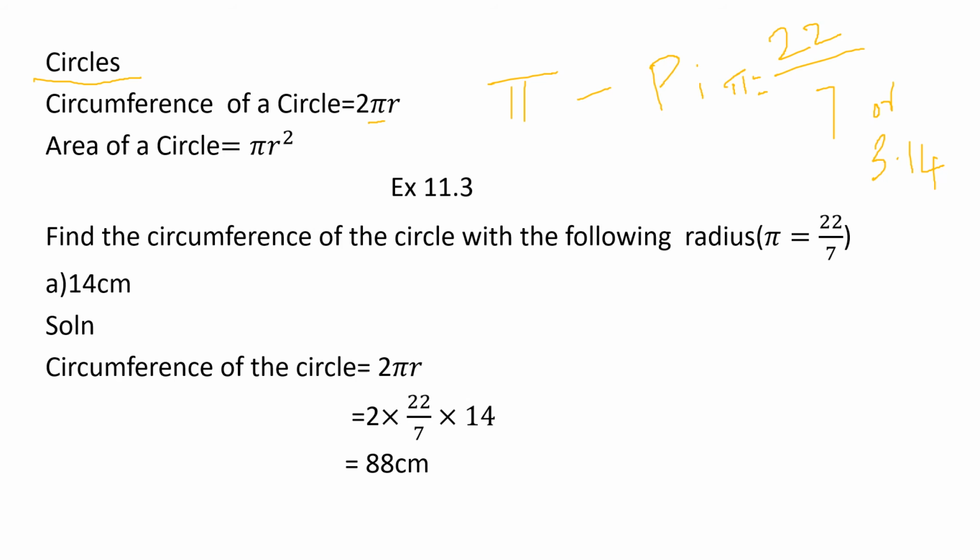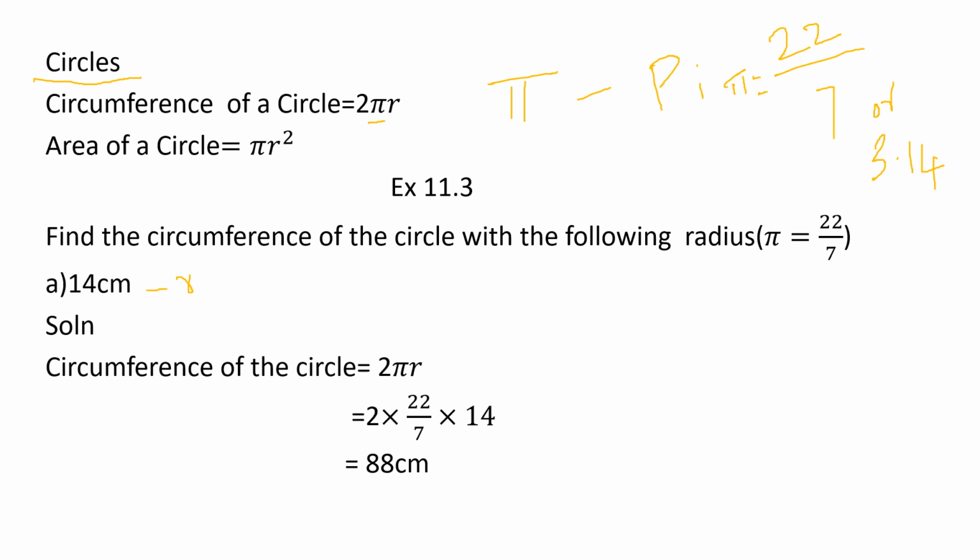Just keep in mind, area means square, right? Always we'll write the units in square. So pi r square, like that you keep in mind. Area of a circle, pi r square. Circumference of a circle, 2 pi r. So the first question, find the circumference of a circle with the following radius. Radius is equal to 14 centimeter. And what is the value of pi?